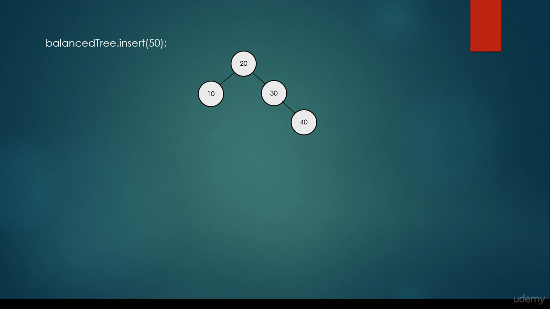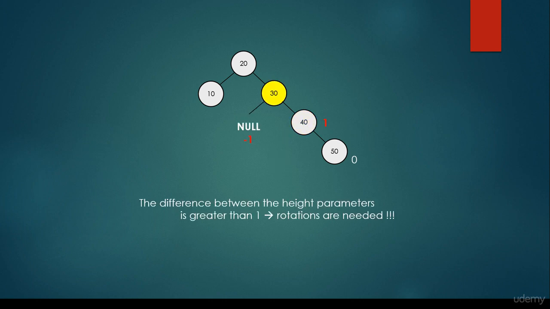50 is greater than the root node, so we go to the right. 50 is greater than 30, so we go to the right. 50 is greater than 40, so we insert it to be the right child of 40. Let's check the AVL properties and the height parameters. The 50 is a leaf node, so it is balanced. The 40 has a left child with -1 and the right child with 0 height parameter. This subtree is balanced.